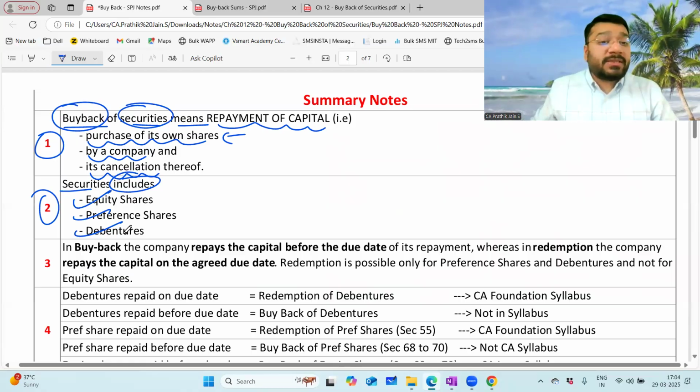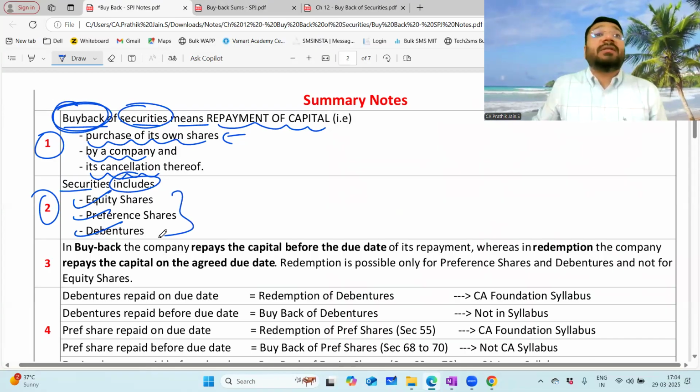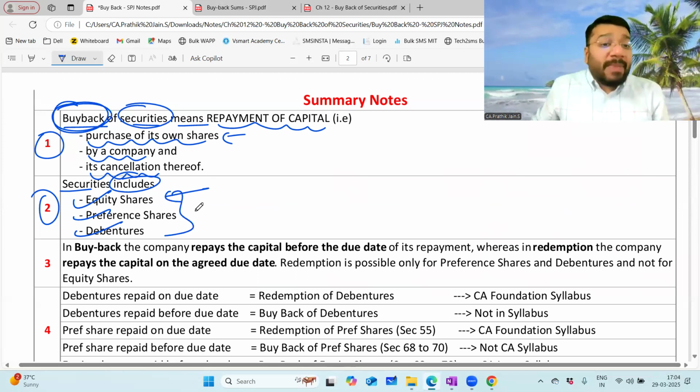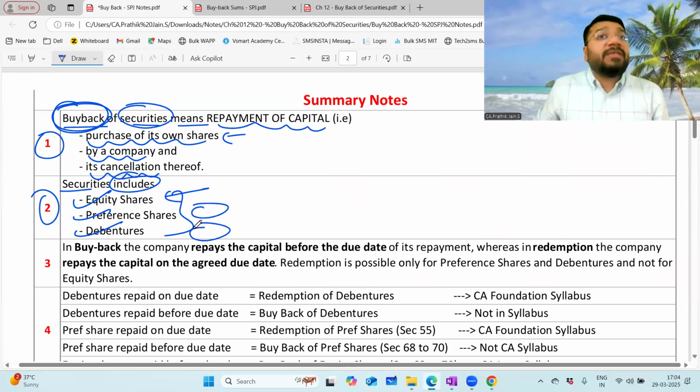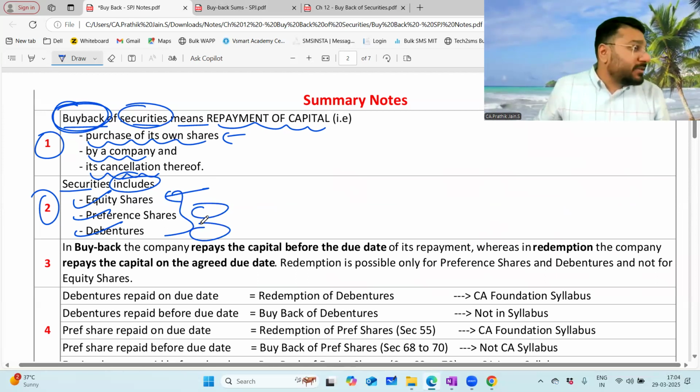Now the question is, in this chapter, what are we going to study? Are we going to study the buyback of all these three? The answer is no. We are going to study only the buyback of equity shares. Am I loud and clear? Buyback of preference share and buyback of debenture is not in your syllabus.